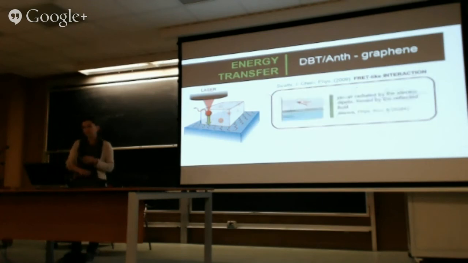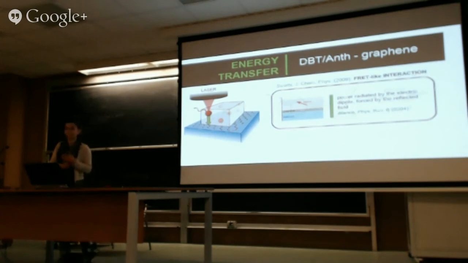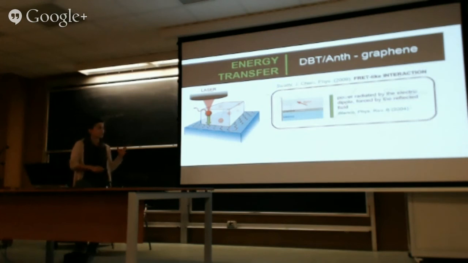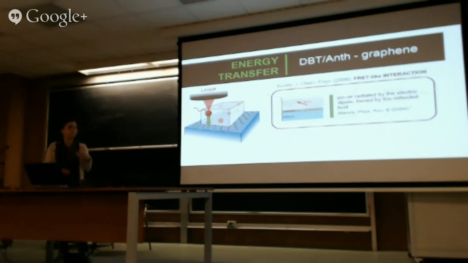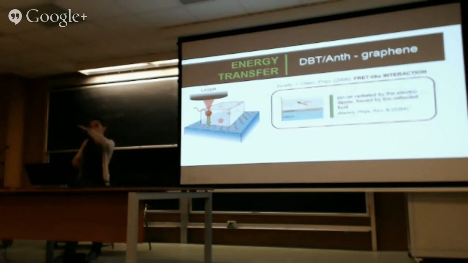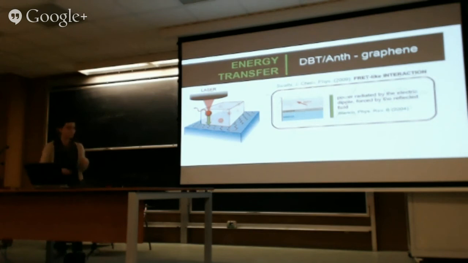I won't get into the detail of the model, as I said, but Blanco et al. proposed to model this interaction by calculating the power radiated by the oscillating electric dipole, that is forced by the reflected field from graphene. So the dipole is placed on top of graphene, and it radiates, and its radiation is reflected by graphene, and then you calculate the interference effect of the emitted and reflected field.